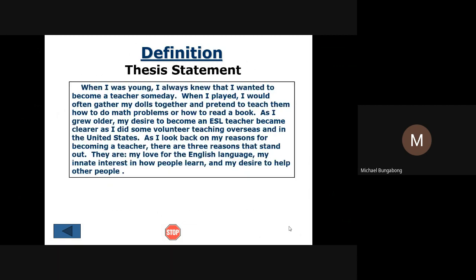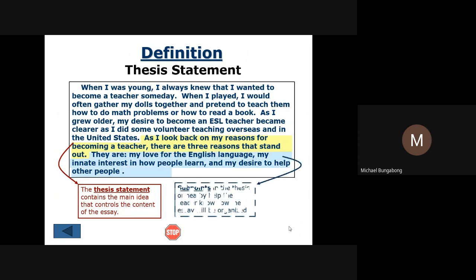So now, this is an introductory paragraph. So try to observe an introductory paragraph. So when I was young, I always knew that I wanted to become a teacher someday. When I played, I would often gather my dolls together and pretend to teach them how to do math problems or how to read a book. As I grew older, my desire to become an English as a second language teacher became clearer as I did some voluntary teaching overseas and in the United States.